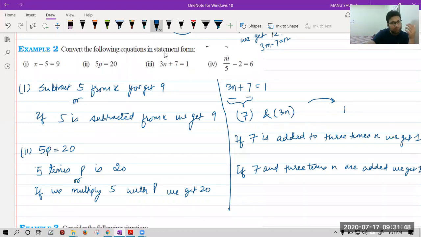So there can be many ways to write this. Ashmit is writing, when 3 times n is added to 7, we get 1. Correct, beta. 7 added to 3 times n, we get 1. So there can be many ways to write the same thing. Now the fourth part is very good. Please try the fourth part.